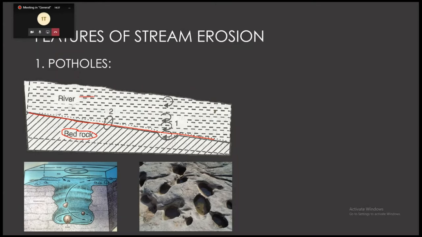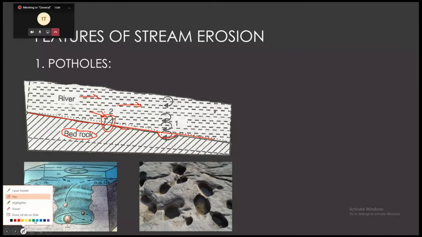So the water which is flowing over this hard rock surface, what happens? There would be some surface features or irregularities on the surface of this rock that will be picked at by this water. Okay, so as a result, what happens? A small depression is formed on the surface. Now this process is mainly done by the water only, so we call it hydraulic action.